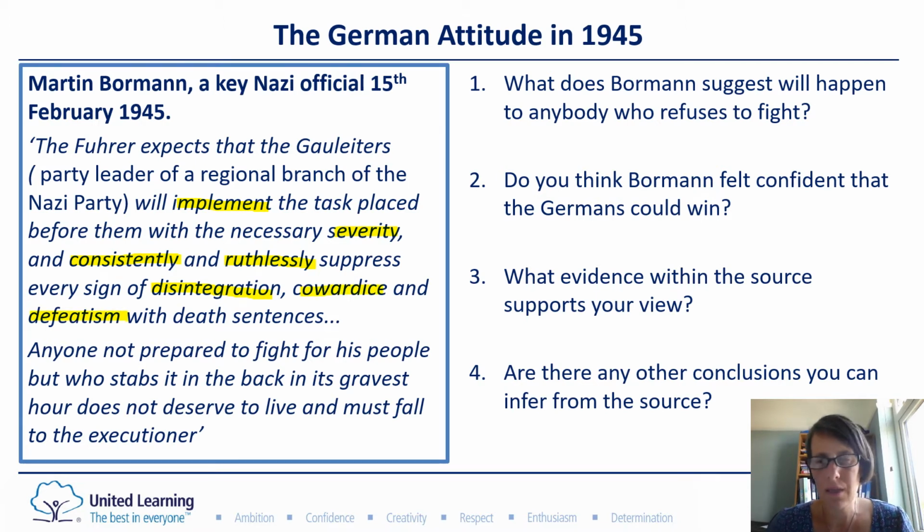Being cowardly is obvious, it's feeling afraid. Defeatism is anybody who maybe would say, oh, I don't think we're going to win, I think we should stop fighting. Disintegration is when things start falling apart and people aren't obeying orders and sticking together really well. Stabbing somebody in the back, you might know this phrase, means that if you're betraying somebody, you're not being a good friend, you're not doing as you should to them, you're not being loyal.